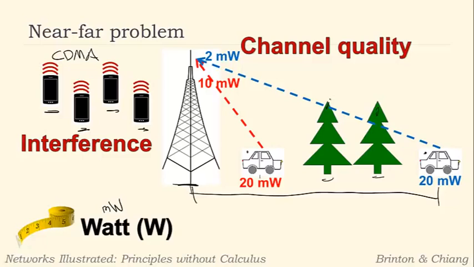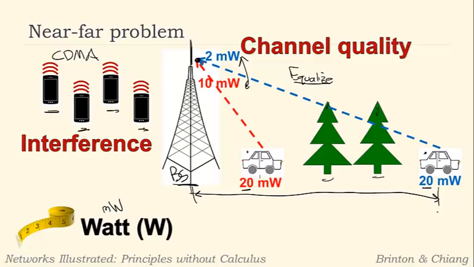So we want a way to be able to equalize the power levels at the recipient. At the base station over here, we want to be able to make these two levels the same. We want these two to be the same, and so we need to boost the transmit powers. That's the way that we do that. There's an algorithm that does this, and it's a very simple algorithm, and we'll look at that right now.